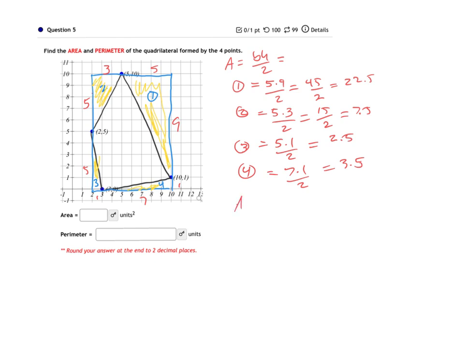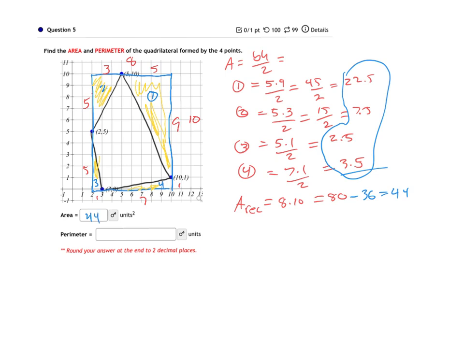Then we want to find the area of the rectangle. Well, the top of the rectangle is 8, the side is 10, so that'll be 8 times 10, which is equal to 80. So now we need to add up the area of all of those triangles and subtract that from 80. And when we add those together, we're going to end up with 36. So when I subtract, that will be 44 units.